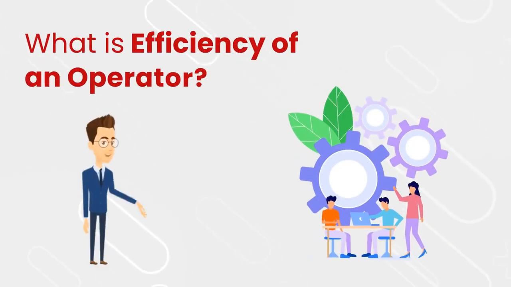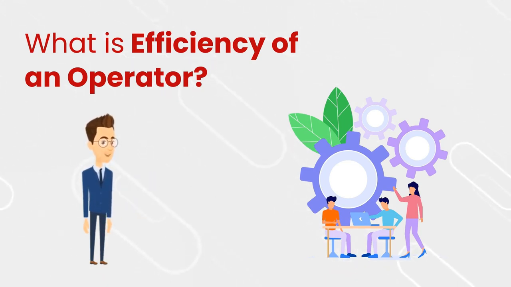What is efficiency of an operator? Efficiency is a term commonly used in the garment manufacturing industry to describe the abilities and expertise of a sewing operator. A garment factory's capacity is estimated using the efficiency of its operators or the efficiency of its production lines. As a result, one of the most widely used performance measuring tools is efficiency.